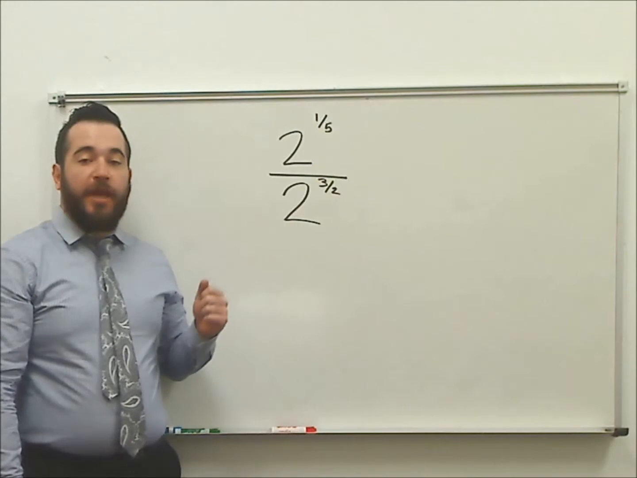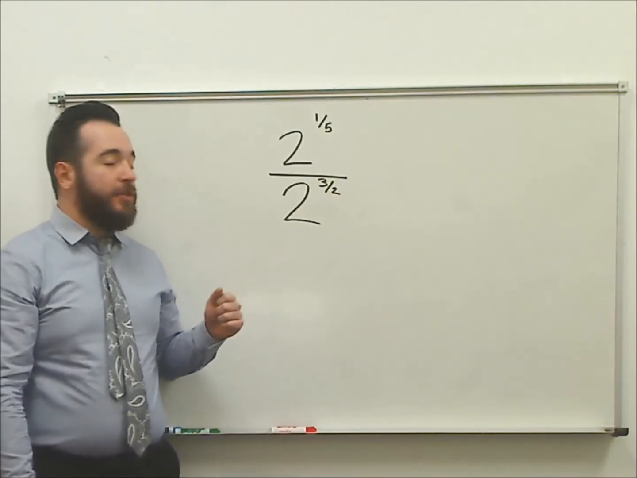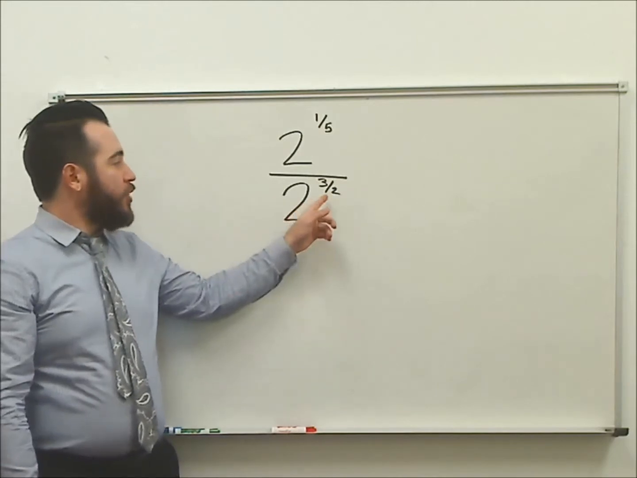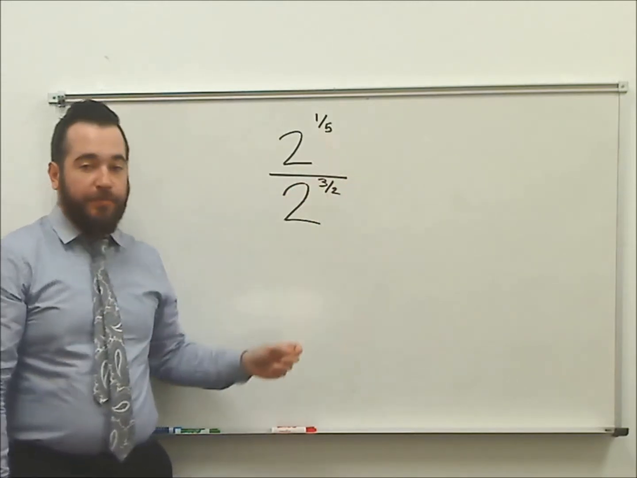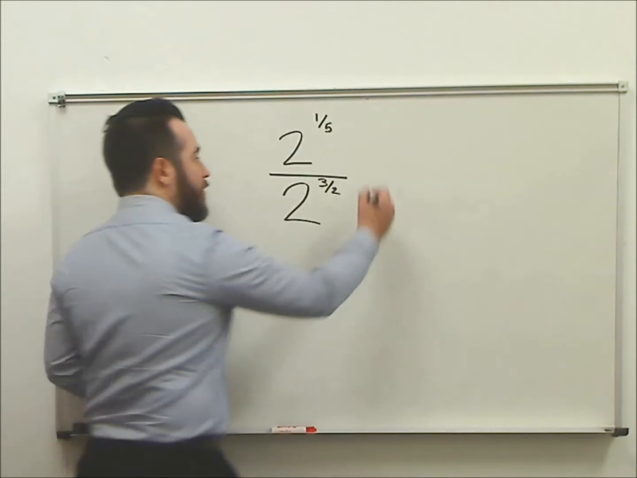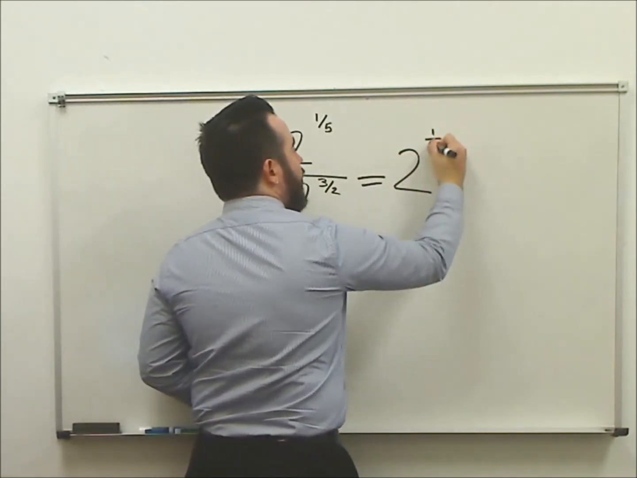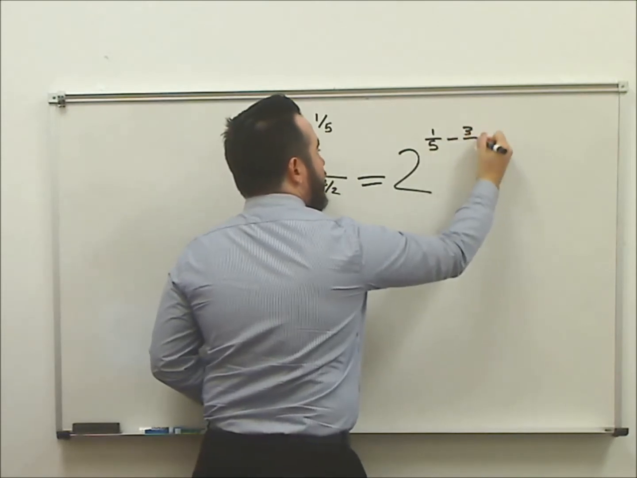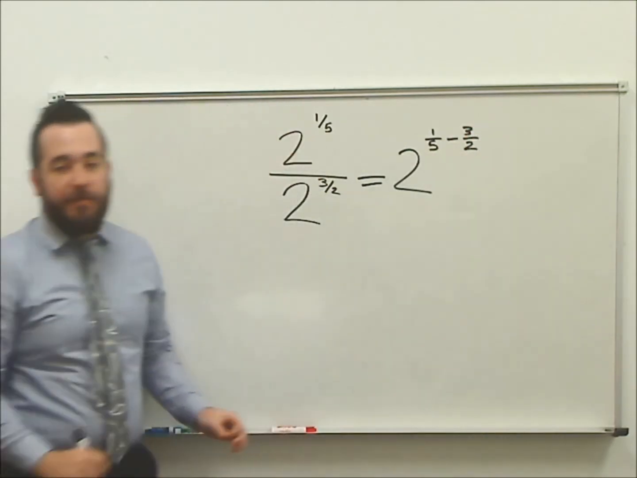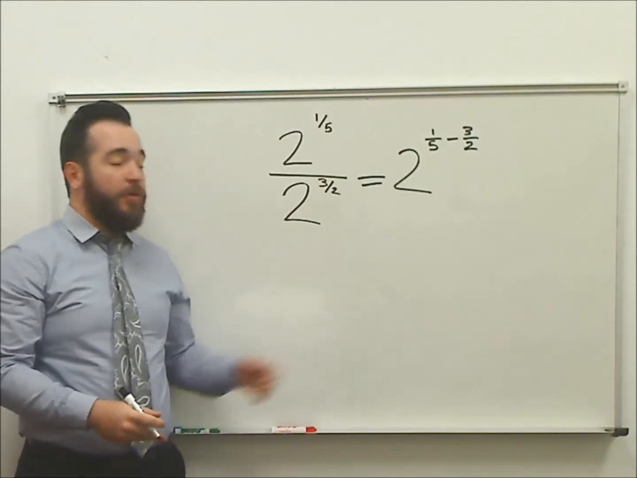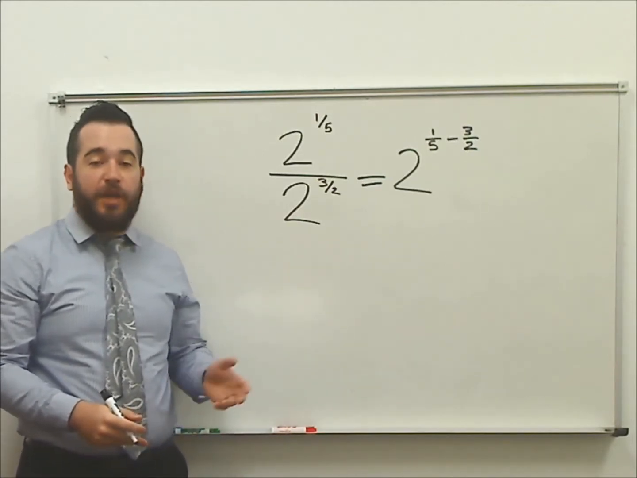All right, so we have 2 to the 1/5 divided by 2 to the 3/2. Using our division rule, we're going to subtract this exponent from that one. So this is going to give us 2 to the 1/5 minus 3/2. Most of the difficulty from these problems will come from just doing the proper fraction addition or subtraction.